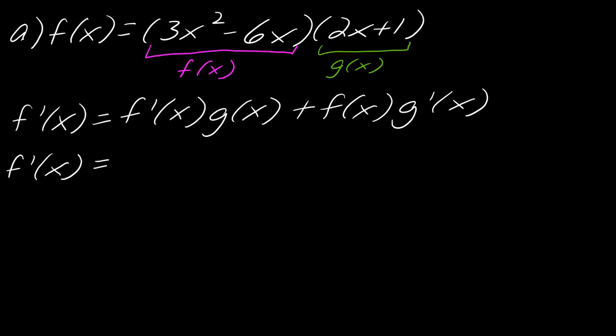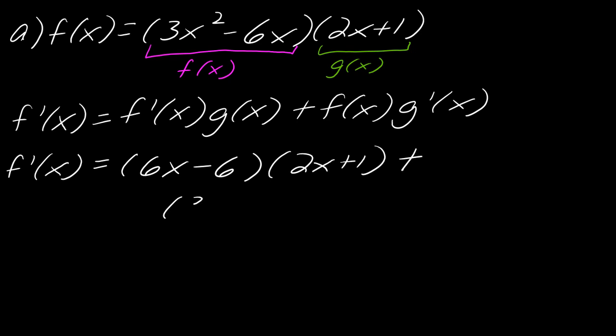So I take the derivative of this part right here. The derivative of 3x squared minus 6x is 6x minus 6, and I do nothing to the second part. Now I leave the first part of this function alone, and then I take the derivative of 2x plus 1, which is just 2.